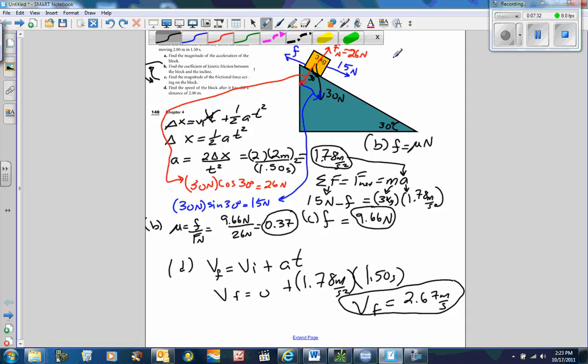Good test question. It's going to be very important that you're able to draw these diagrams and interpret them in such a way that you can use Newton's second law, this equation right here, and get different unknowns from that.